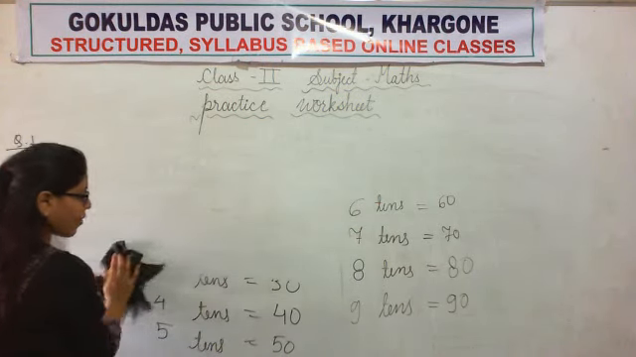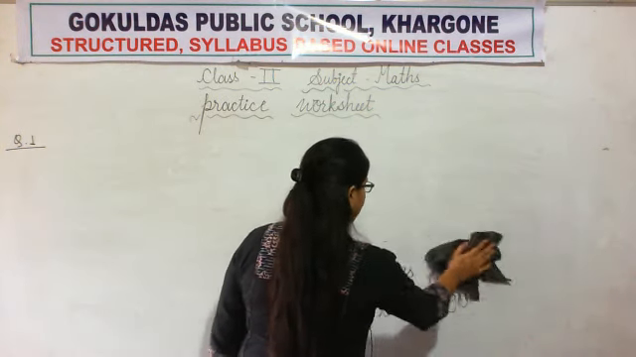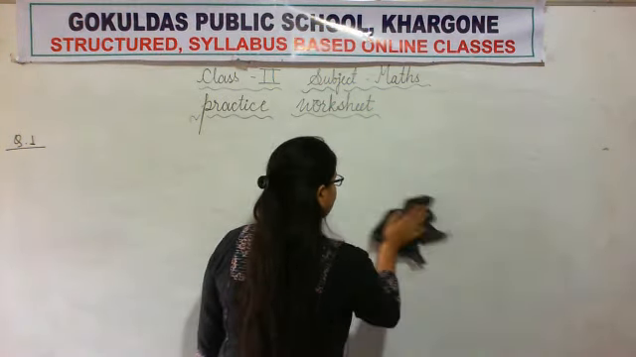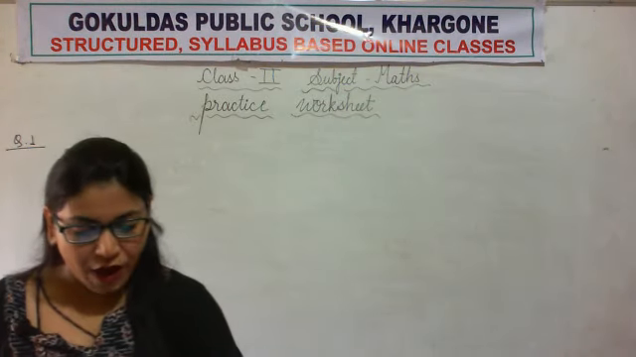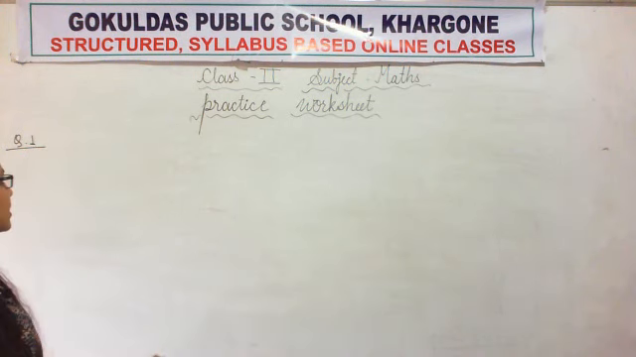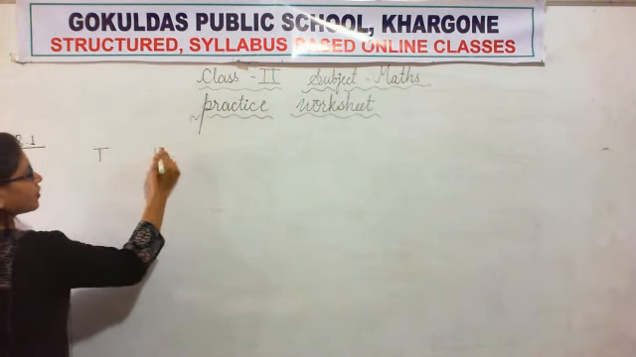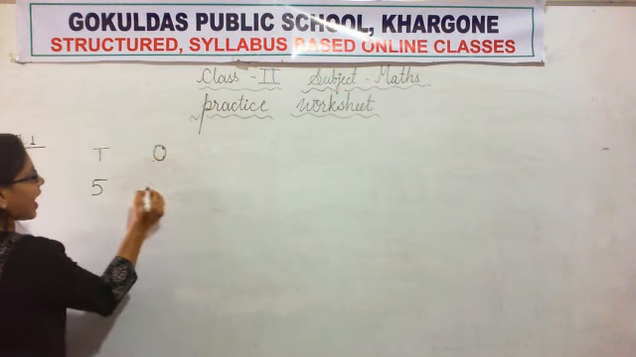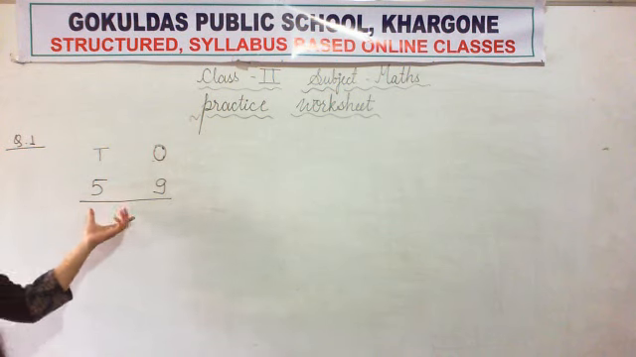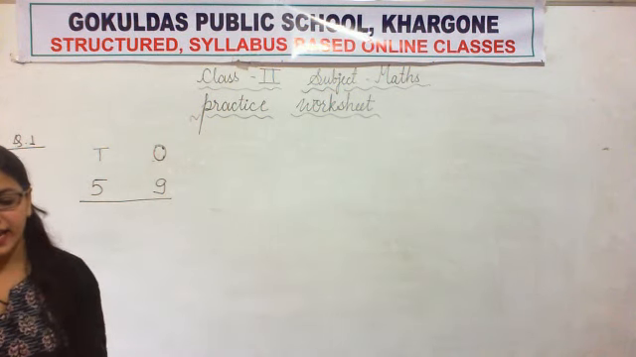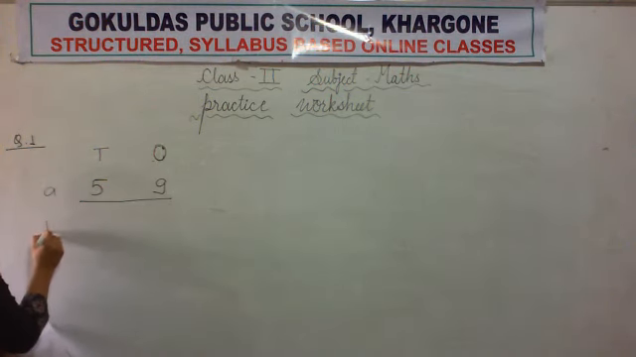Okay, so question number 1 is write the numbers, and they have given us in the form of tens and ones. So the very first is 5 tens and 9 ones. What do we call those two numbers together, 5 and 9? 59. Very good. Now this was A.